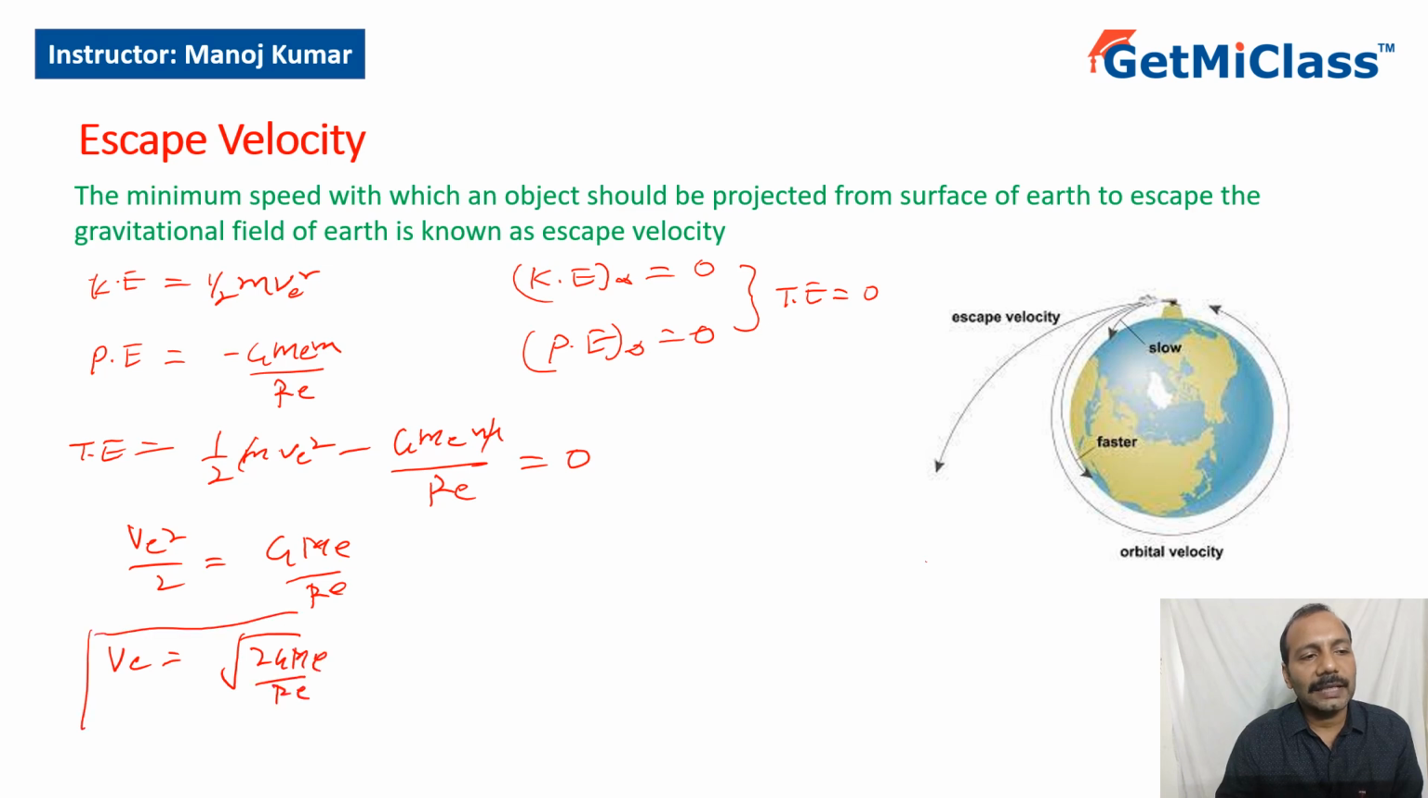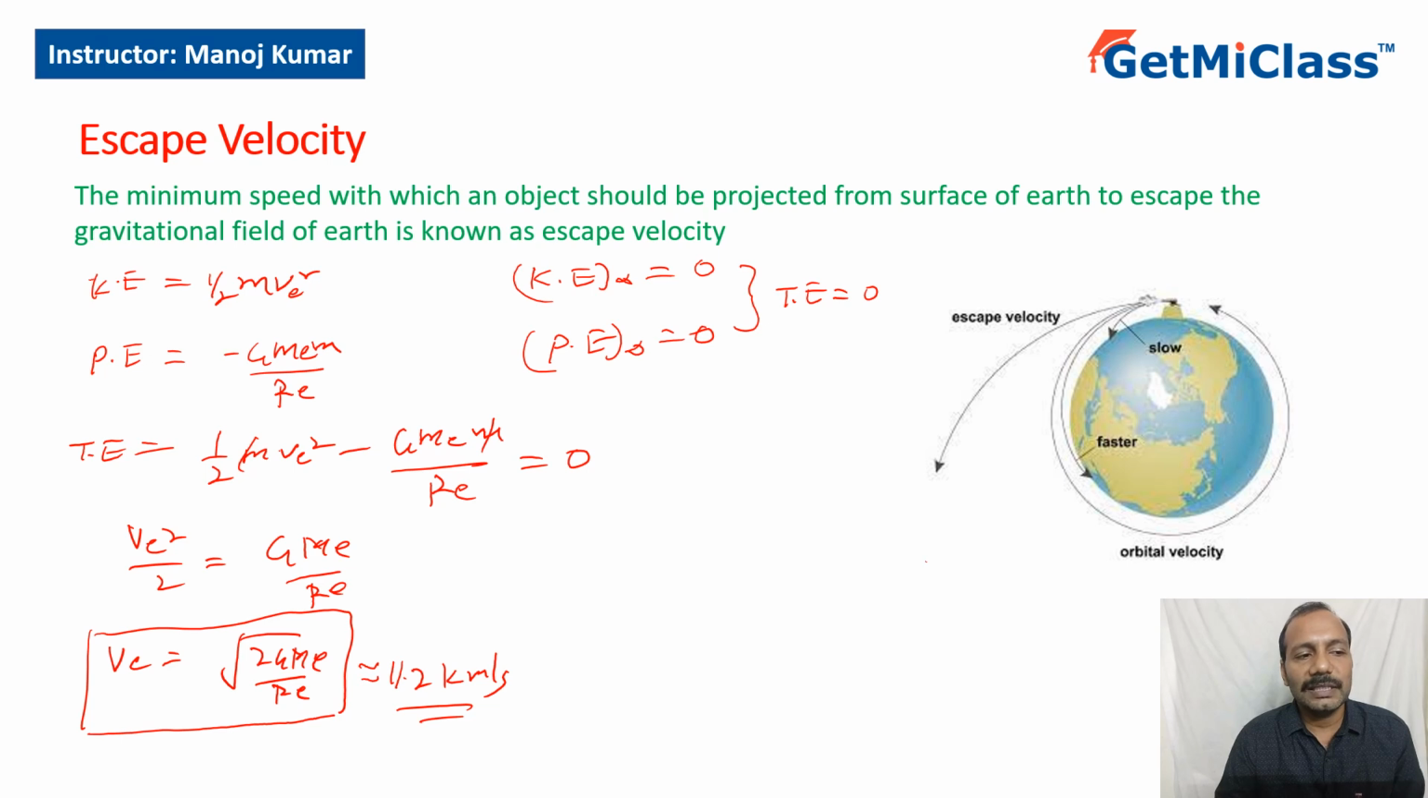Right, this is escape speed, the minimum speed at which an object projected from the surface of a planet would escape the gravitational field of the planet. If I put the values of mass of Earth and radius of Earth, I get this to be approximately equal to 11.2 km per second. Now the same procedure can be done for any point. You find the total energy there, equate it to 0. Whatever the value of v you're getting, that would be the escape velocity from that particular point. It can be from the surface of a planet, it can be from a height above the planet or whatever.